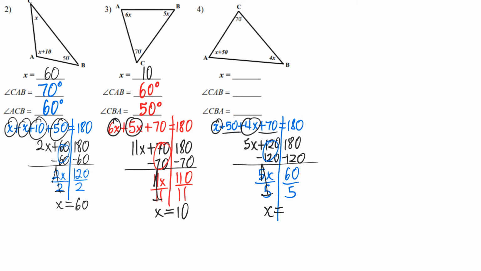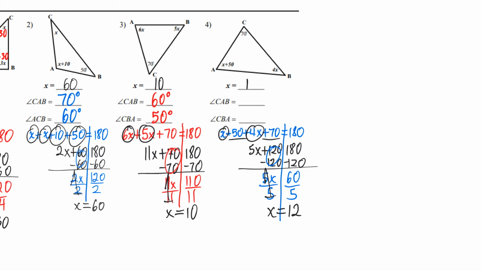And so what does x equal? X equals 12. And when I take that 12 and plug it in CAB right here, what's 12 plus 50? 62. And then when I plug in 12 right here, what's 4 times 12? It's 48.